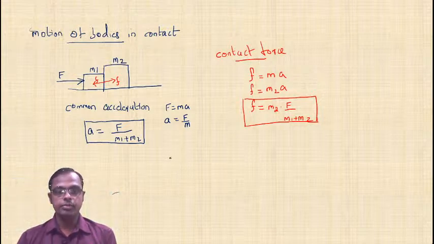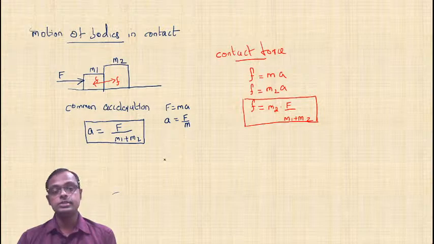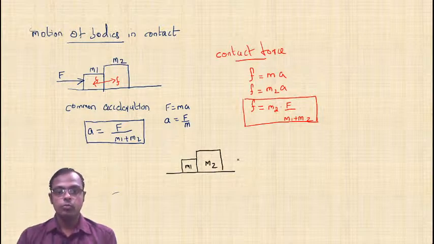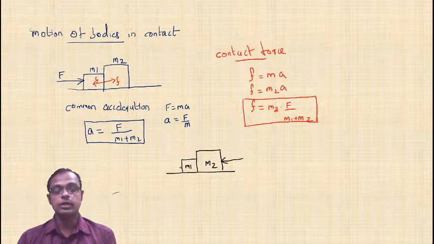Now the same case we'll be discussing here, but the force is applied not on M1, but on M2. So this is the case. On the surface, same bodies, same picture I am drawing here. This is M1 and another body is here, M2. Same picture. But the difference is that the force is applied not on the smaller mass but on the heavier mass. So the force is applied on the heavier mass.